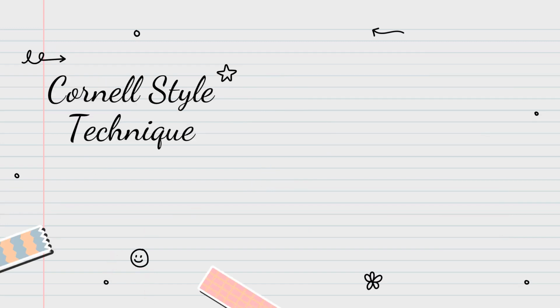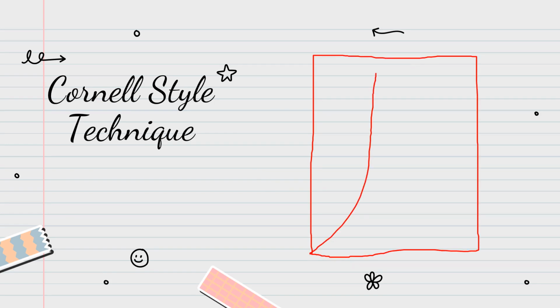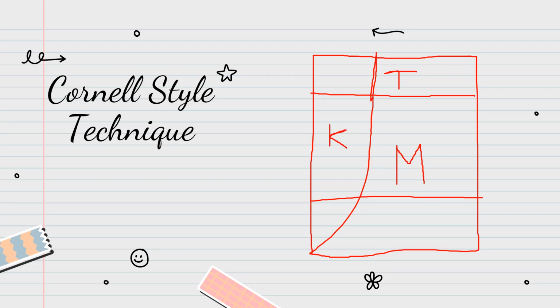Let me change a pen. Okay, now I'm going to draw over here a page. Consider this as your page. So I'm going to divide this page into 4 parts. The first part, the second part, and the third and fourth part. So the first part is the title part, and the second part is the main part, and the third is the keyword part, and the fourth and the last one is the summary part.